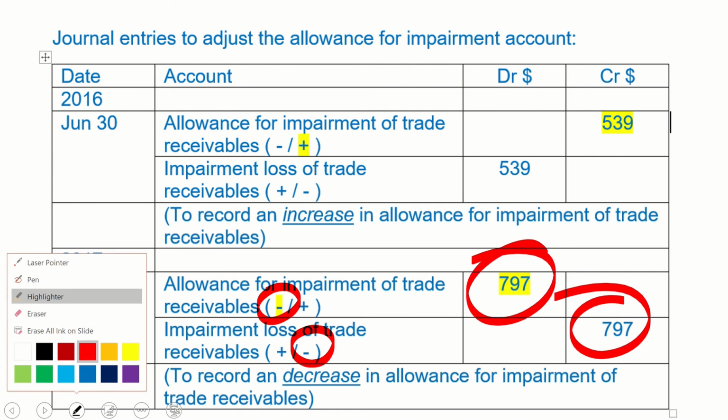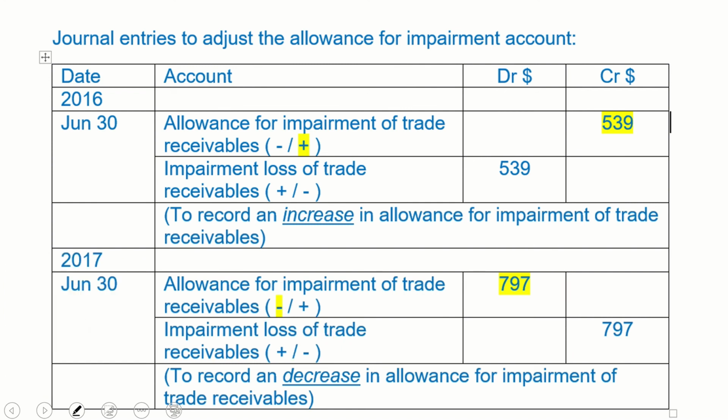One important thing to take note is that when allowance and impairment loss increase, this is because allowance has increased. On the other hand, when allowance and impairment loss go down, this is because allowance has gone down.